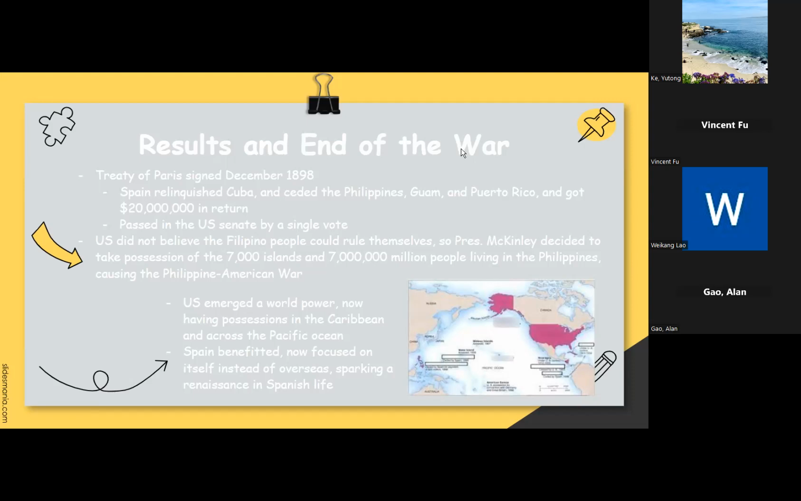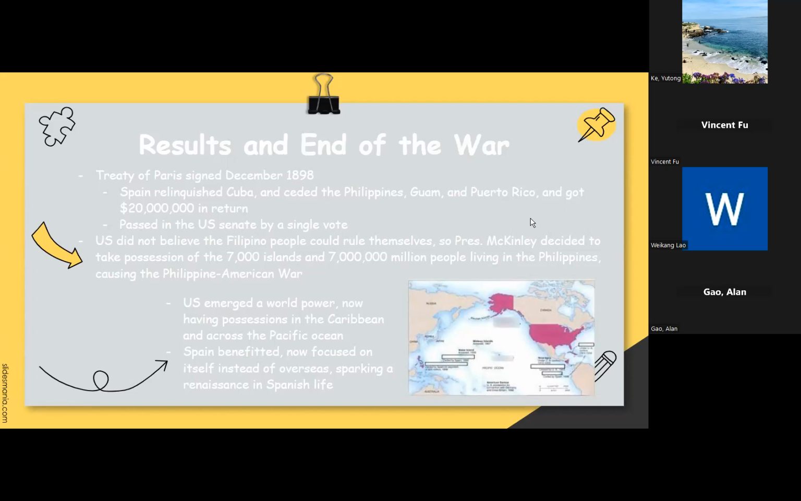The US did not believe that the Filipino people could rule themselves, so McKinley decided that the best course of action for both us and the Philippines was to take possession of all the 7,000 islands and around 7 million people living there, which led to the Philippine-American War.